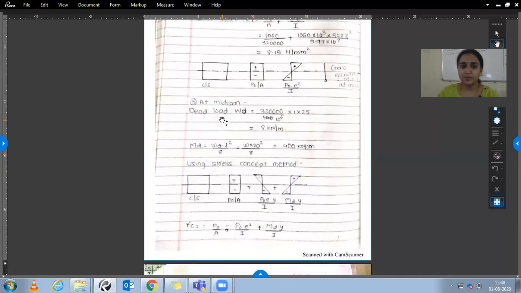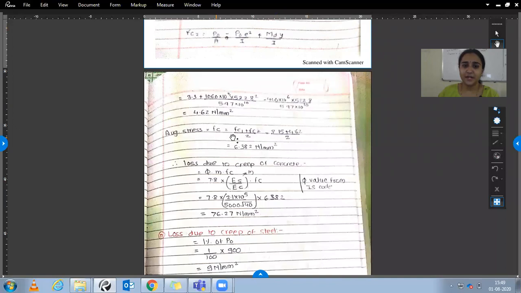Then at the midspan, we will consider the load also, the dead load, which we will calculate. This value is given, the initial pre-stress value, and this 25 is the density of concrete, so we can calculate the dead load, and from this dead load we find out the moment, WL square by 8, since the dead load is in UDL form. According to that we will find out the stress distribution diagram, and from that we will find out the stress at the midspan Fc2.